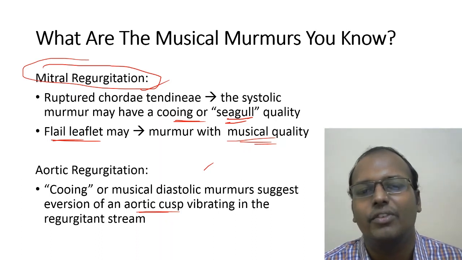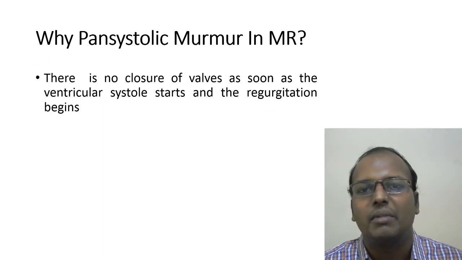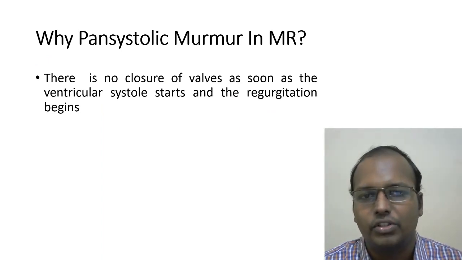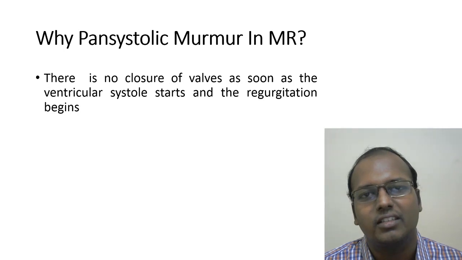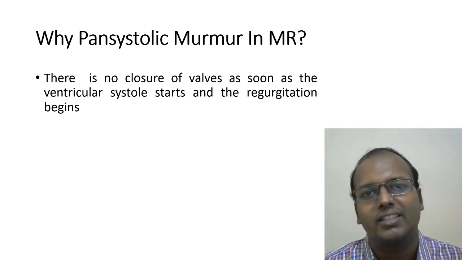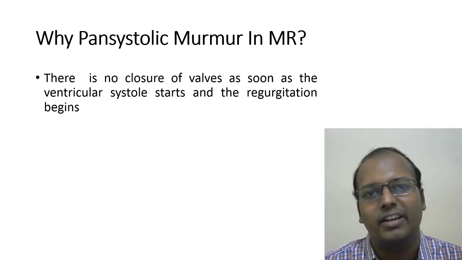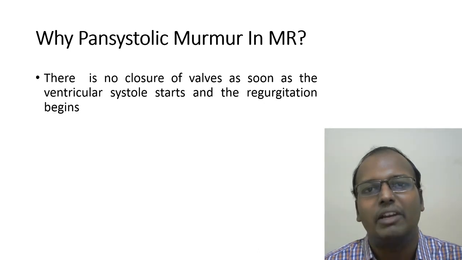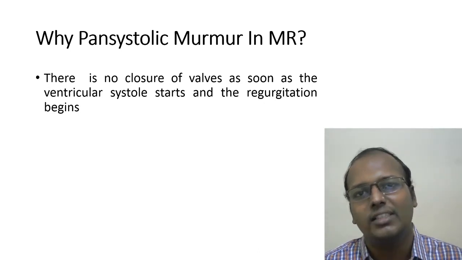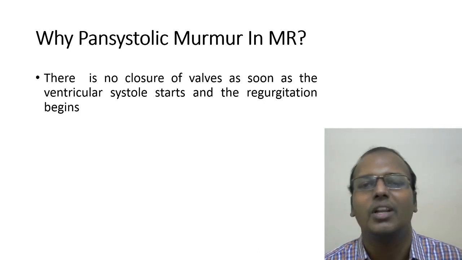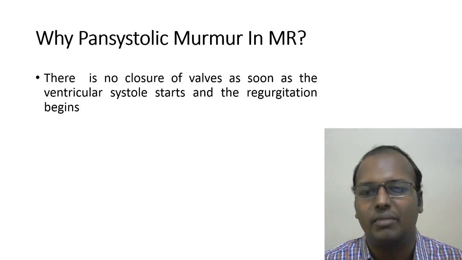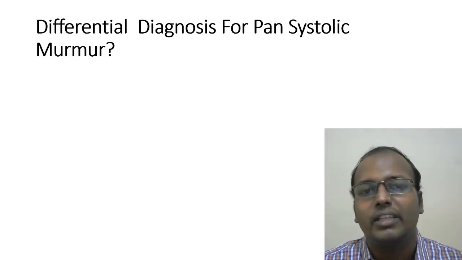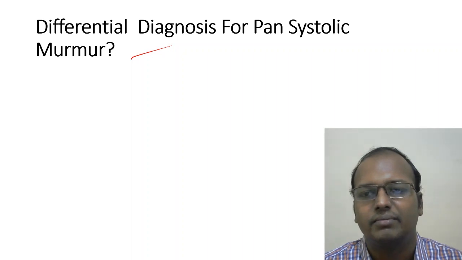This is also a favorite question for the examiner. Okay, so why pan-systolic murmur in MR? There is no closure of valves. So as soon as the ventricle starts contracting, there will be gradients. There will be a difference of pressures between the left ventricle and the left atrium, and the blood flows from the left ventricle to the left atrium as soon as there is onset of the ventricular systole, and that leads to your pan-systolic murmur. Okay, so what are the differential diagnoses for pan-systolic murmurs?